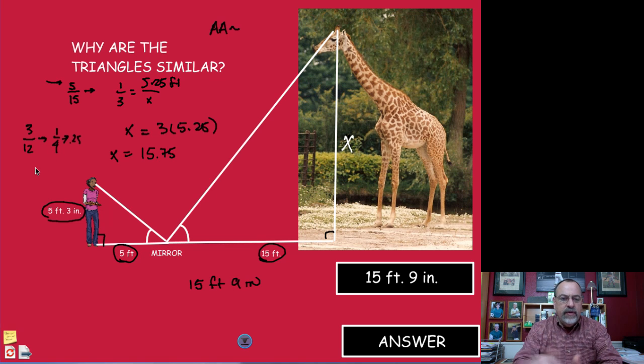So again, remember that we have to start with the similarity ratio. If you're dealing with different measurements, you're going to have to convert everything to the same measurement before you use it in order for your answer to come out the way you want it, and then you can convert it back into feet and inches or some other measurement if that's what you need to do at the end.